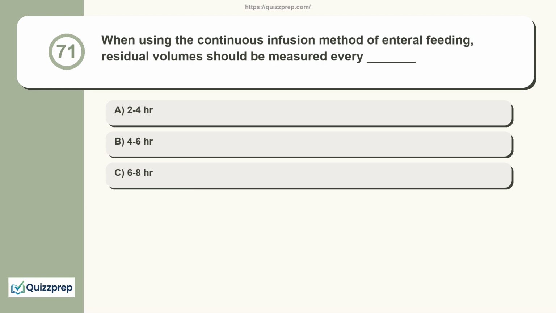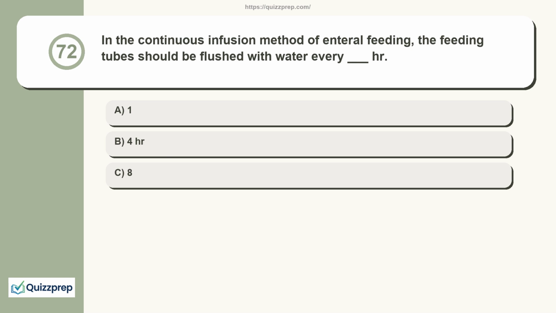Question 71. When using the continuous infusion method of enteral feeding, residual volumes should be measured every blank. 2 to 4 hours, 4 to 6 hours, 6 to 8 hours. Question 72. In the continuous infusion method of enteral feeding, the feeding tube should be flushed with water every blank hours. 1, 4 hours, 8.